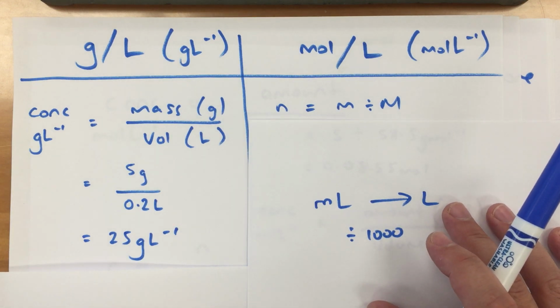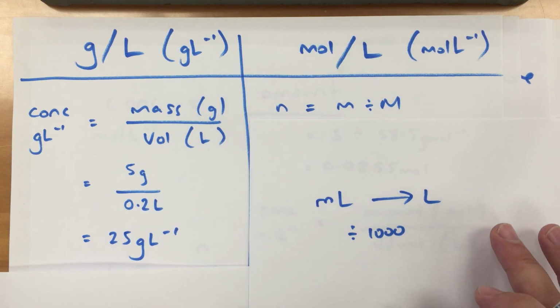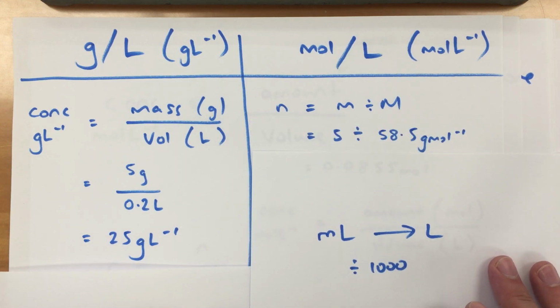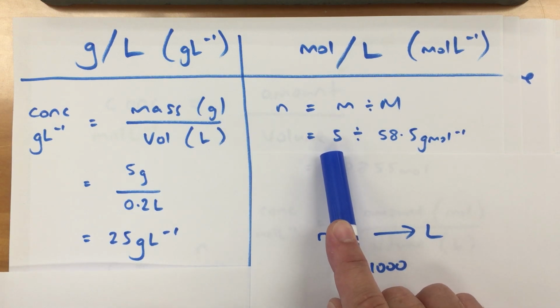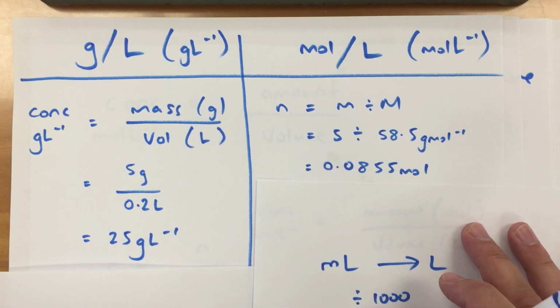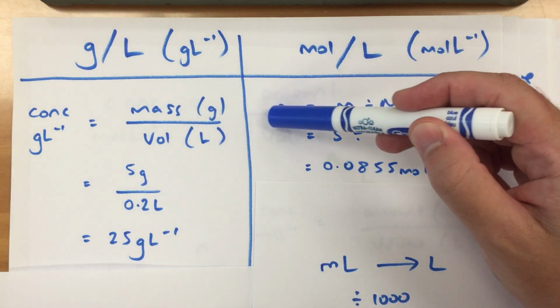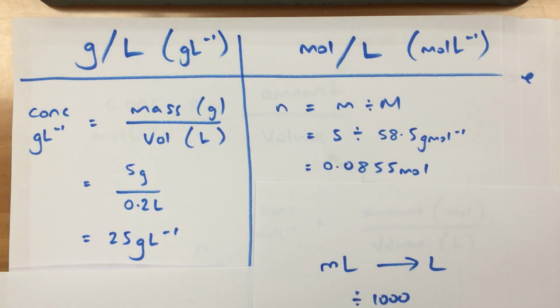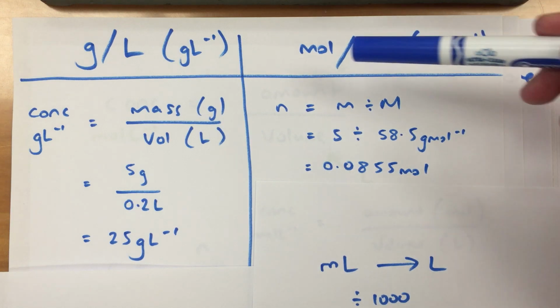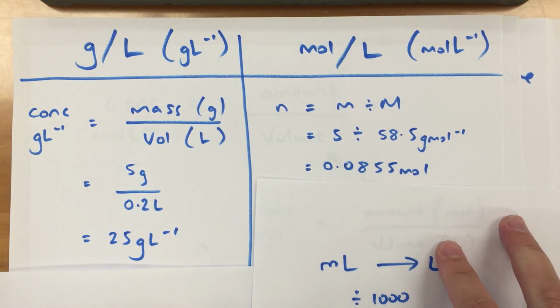The molar mass of sodium chloride is sodium plus chlorine from the periodic table. That gives me 58.5 grams per mole. So my 5 grams of sodium chloride divided by the molar mass, which is 58.5, gives me 0.0855 mole of sodium chloride. So that's the first step, work out the number of moles. Now I can express it as a concentration in terms of moles per litre by dividing my number of moles by the volume.